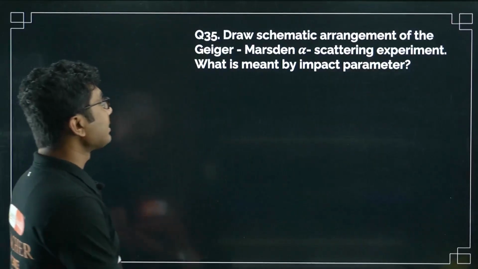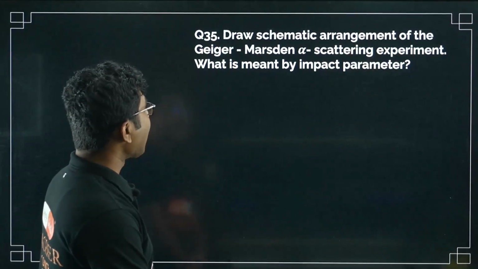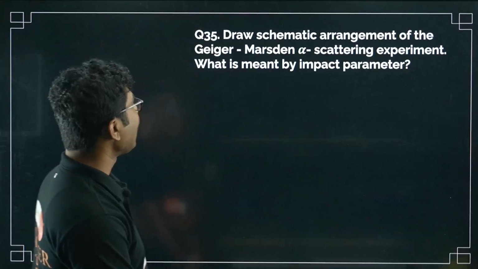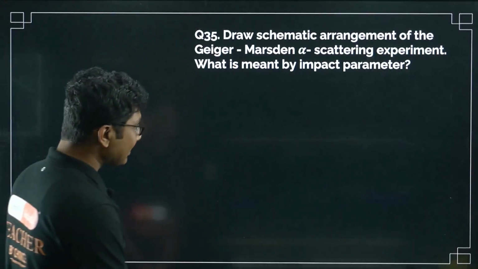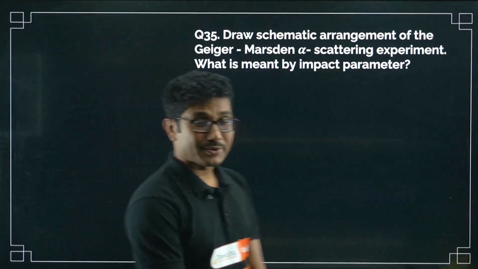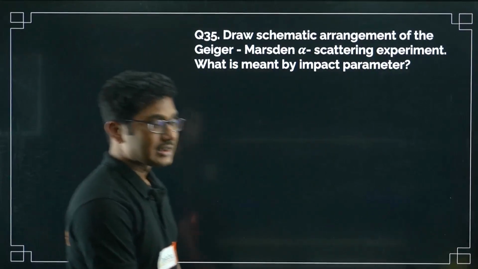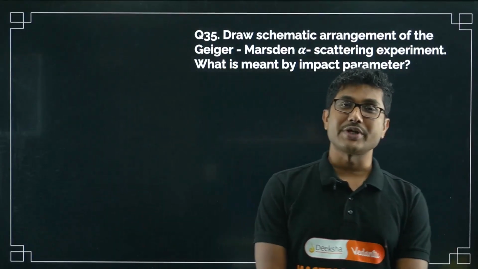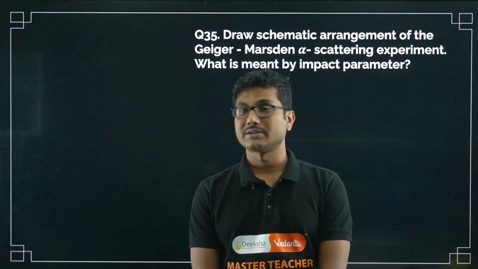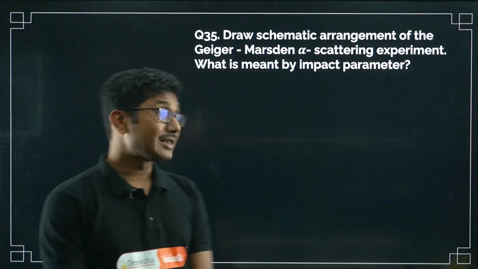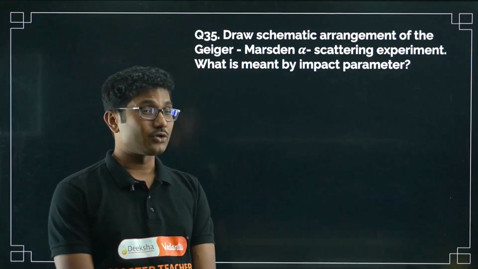Now, draw the schematic arrangement of the Geiger-Marsden alpha scattering experiment. What is meant by impact parameter? So you have to draw the schematic arrangement, which is very tedious. I don't think anyone would try to answer this question, because any small mistakes might cost you marks. So you should not answer this question, because this drawing is not super easy.